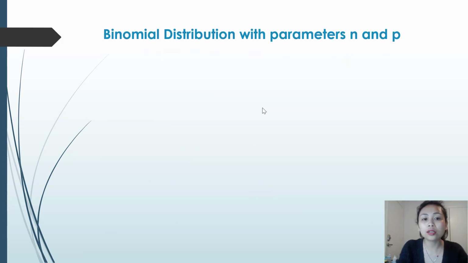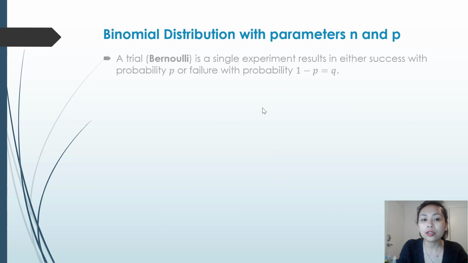Now we look at the second distribution, the binomial distribution with parameters n and p. A trial, or as we say a Bernoulli experiment, is a single experiment that results in either success with probability p, or failure with probability 1 minus p, which is q. So a trial is basically any experiment that results in either success or failure.